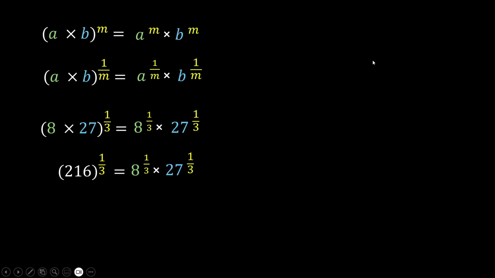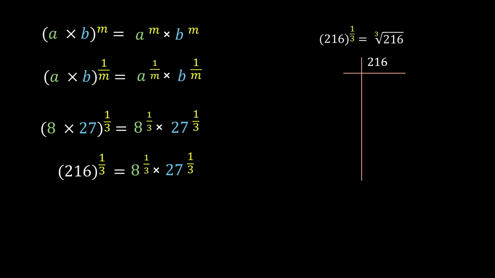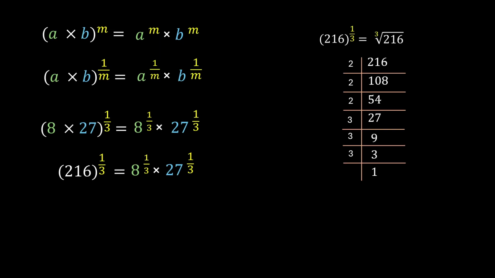So, we know that 216 raised to power 1 by 3 is actually the cube root of 216. So, let's find out the cube root using prime factorization. We can start with 2. So, this would be 108, okay. Again a 2, it would be 54. Again a 2 and this would be 27. Now, 3 into 9 is 27, 3 into 3 is 9 and then again a 3.